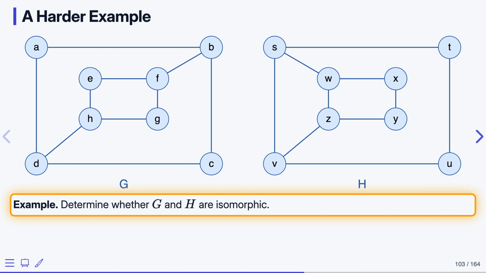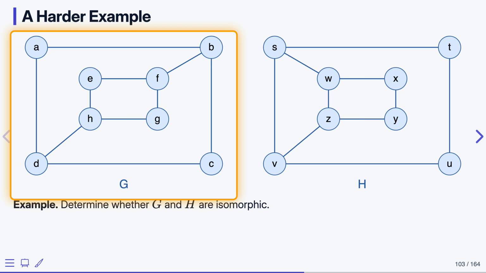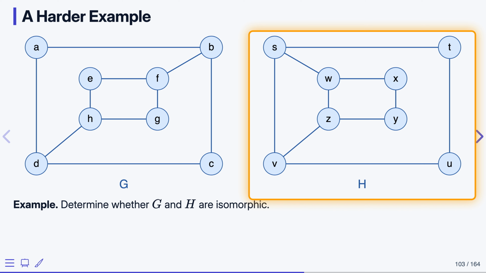2 more graphs now. G and H, we want to know whether they are isomorphic. Each is drawn as a small square inside a big square, with 2 extra edges joining them. They look very much alike. Let's find out whether they really are the same graph. As always, we start by comparing invariants.